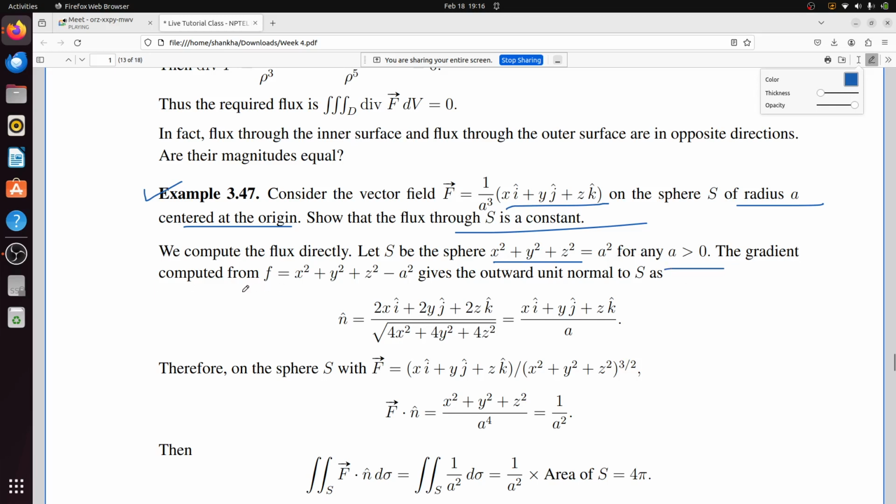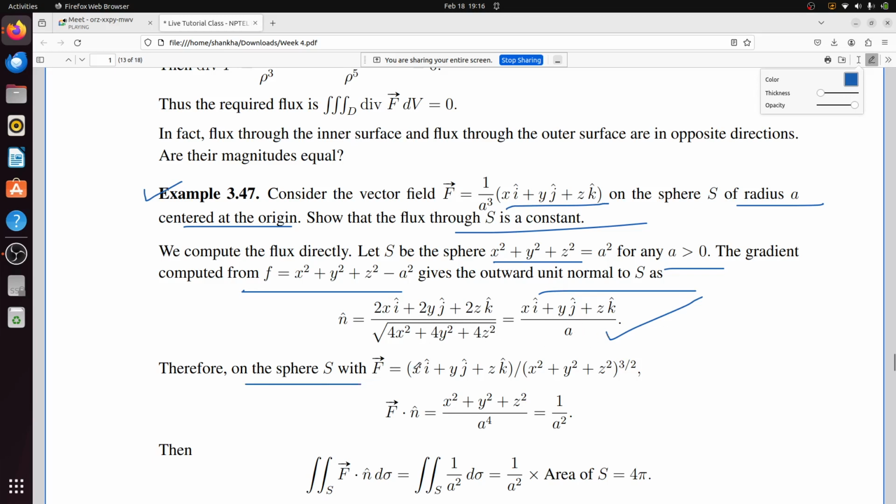The gradient computed from this gives the outward unit normal to S. So what will be the gradient? Take f as x^2 + y^2 + z^2 - a^2. You determine grad f divided by the magnitude of grad f. Now here it is 2x i + 2y j + 2z k, divided by the square root of (2x)^2 + (2y)^2 + (2z)^2. That will be (xi + yj + zk) divided by a.